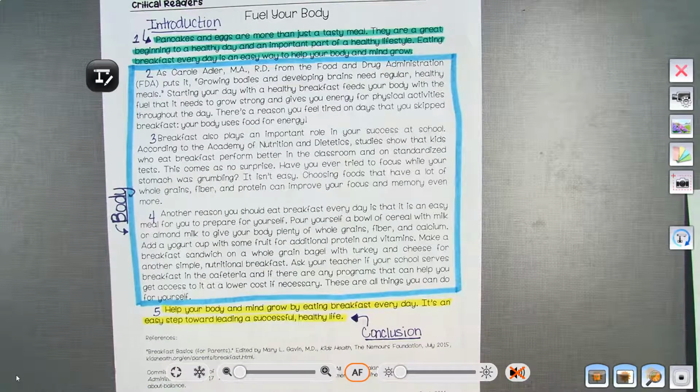Another reason you should eat breakfast every day is that it's an easy meal for you to prepare for yourself. Pour yourself a bowl of cereal with milk or almond milk to give your body plenty of whole grains, fibers, and calcium. Add a yogurt cup with some fruit for additional protein and vitamins.